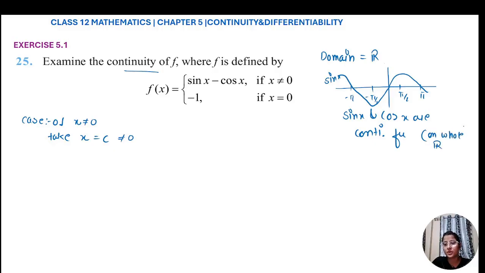Now we're going to use the algebra of continuity. What is the algebra of continuity? I am writing it here, then we will use it directly. So what do we use? Algebra of continuity.